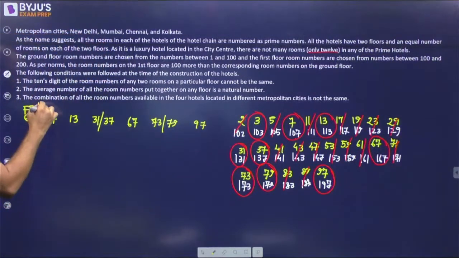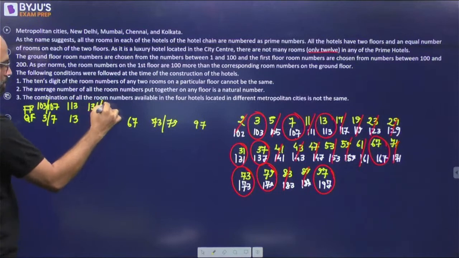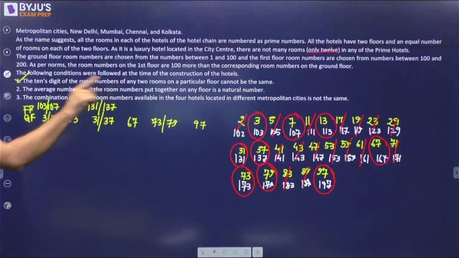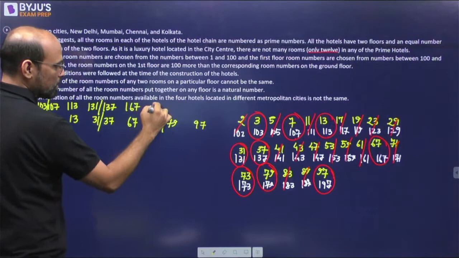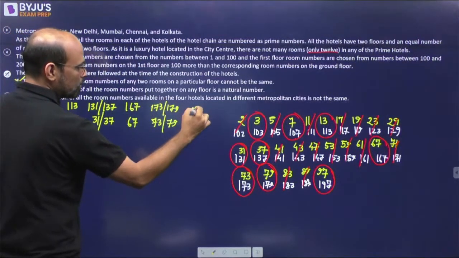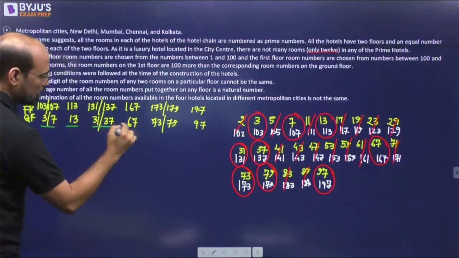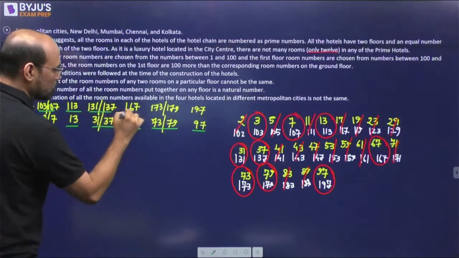Such that the first floor numbers are 103 or 107, 113, 131 or 137. Why am I doing this? Because of this first point. The tens digits are unique. Then we will have 167, we will have 173 or 179. Then we will have 197. Okay. So I'll just underline these so that you can understand these are the 6 rooms in each of the floors.